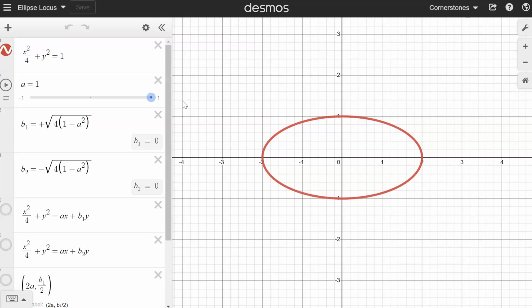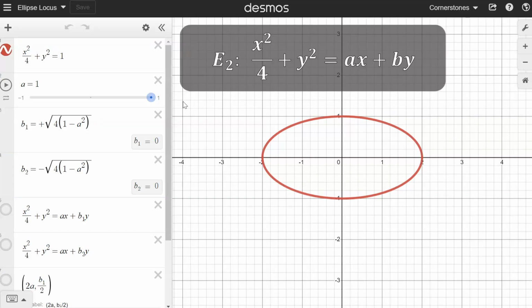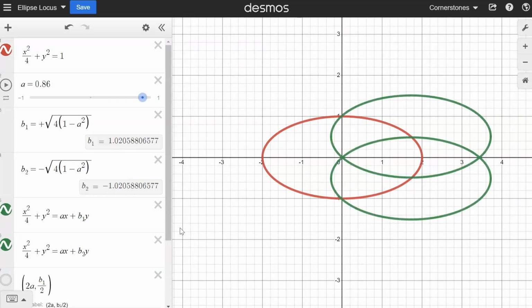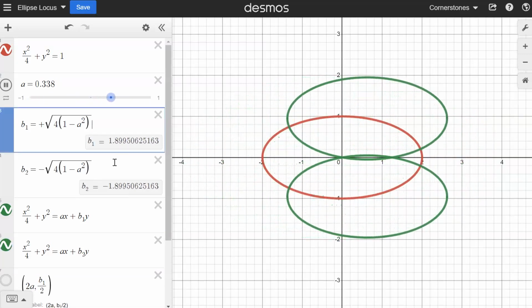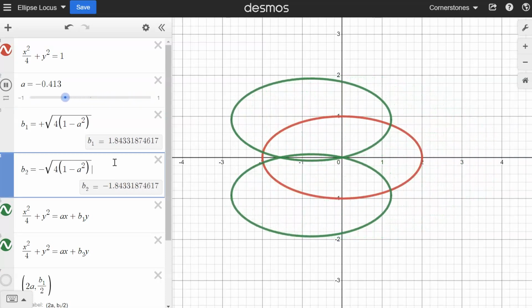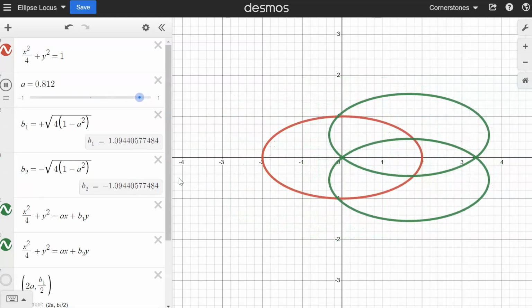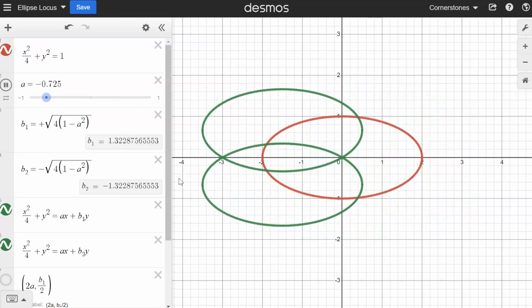Next, let us construct the ellipse E2. It is given as x squared over 4 plus y squared equals ax plus by. But since we have two expressions for b here, let us define two ellipses with ax plus b1y and ax plus b2y respectively. Then we obtain two ellipses which are both E2. The top one is the one with b1, and the bottom one is the one with b2. And as you can see, if we change the value of a, then the values of b1 and b2 will also change accordingly, and the green ellipses representing ellipse E2 also change.